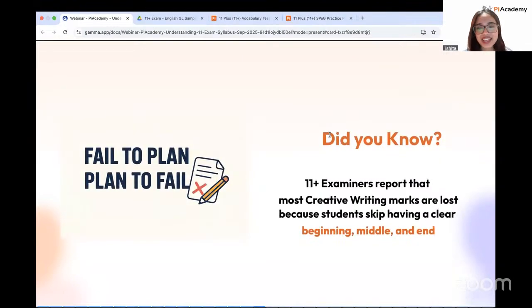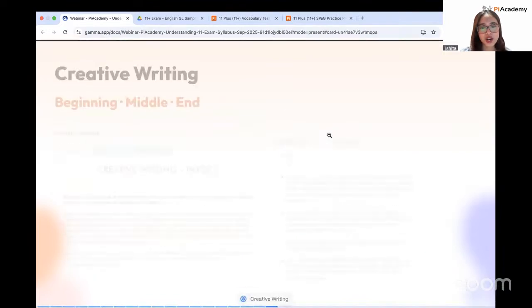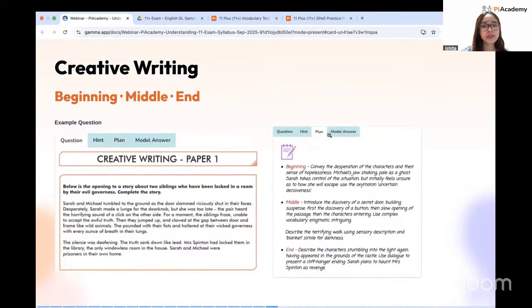That brings me to my next point, which is that failing to plan is probably the number one reason that your child is not achieving their highest marks in the creative writing. So, having an effective plan is key for the creative writing. Your child really needs to separate the planning in terms of beginning, middle, and end. So, what we advise is in the beginning, your child should bring out the main point of the creative writing that they're going to write in the exam.